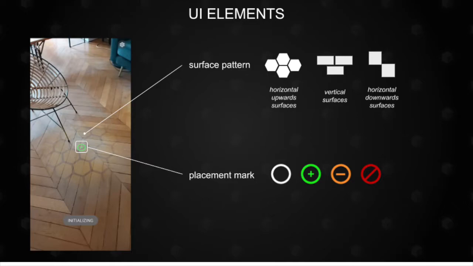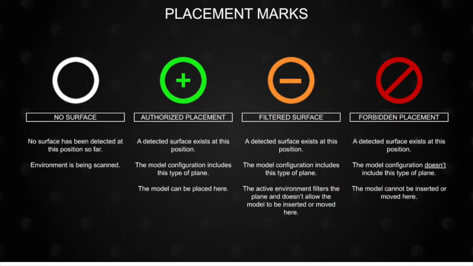The hexagons identify the horizontal upwards surfaces, here the parquet. The bricks describe the vertical surfaces and the checkerboard pattern is used for the horizontal downwards surfaces. The mark can have 4 different forms. The white circle indicates that no usable area has been detected so far at this position. You can continue to scan the environment for them or move the device elsewhere.